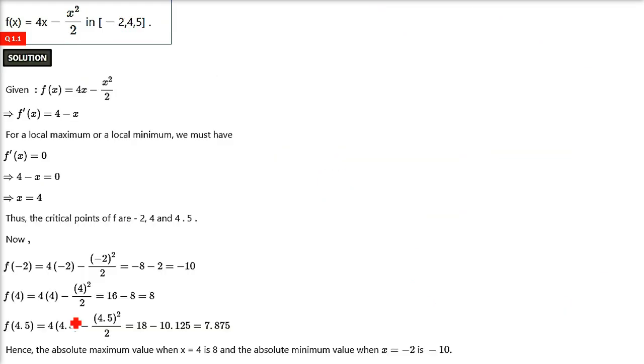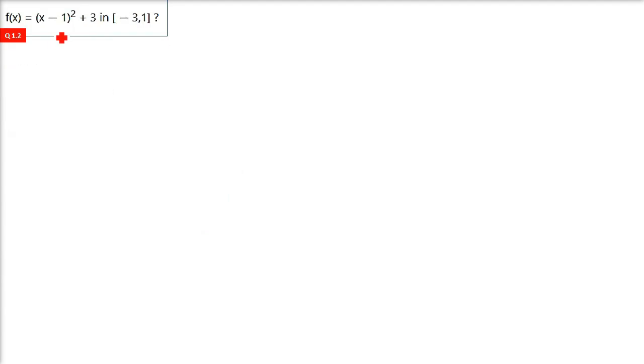How are we going to write about it? All these English language things you have to follow. Next question: x minus 2 whole square plus 3 in -3 and 1. Already the interval or the critical points are provided. We just have to differentiate this function, place it as 0, and see if we come up with some additional critical points.